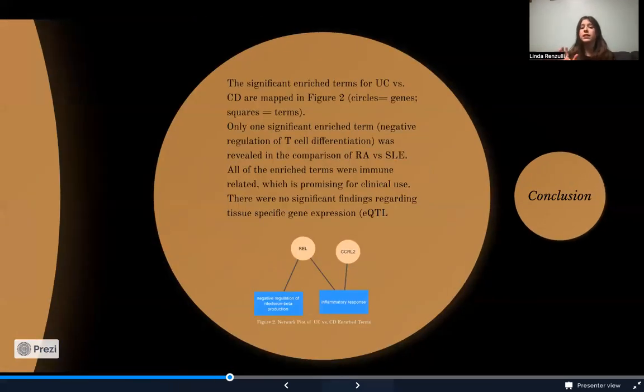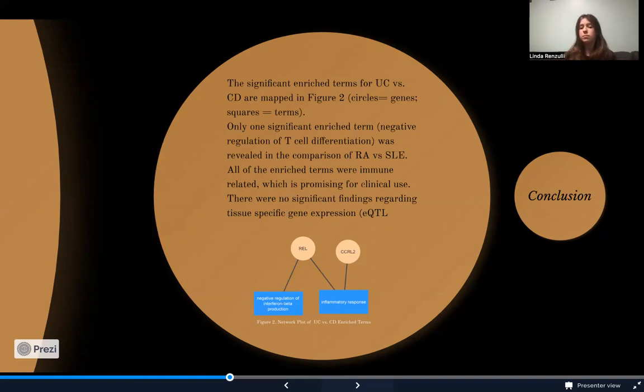So continued, the significant enriched terms for the ulcerative colitis and CD comparison are mapped here below in figure 2. So as we can see, the circles in orange at the top are the gene names and the blue rectangles at the bottom are the terms. And both of the terms there are immune-related processes, which is quite promising.